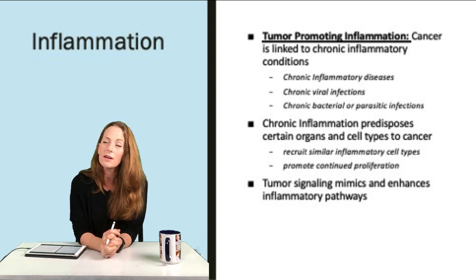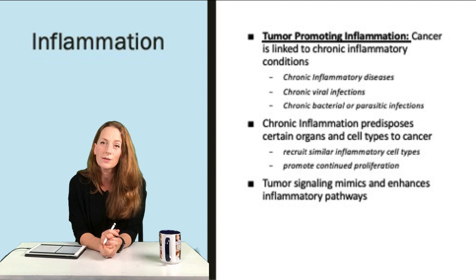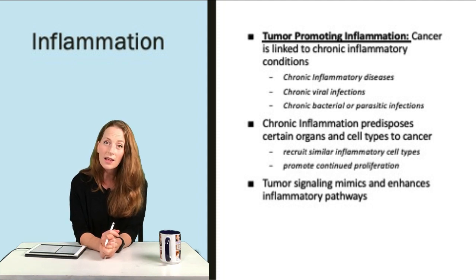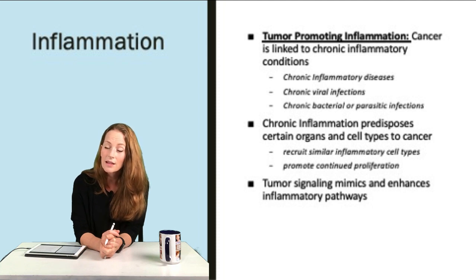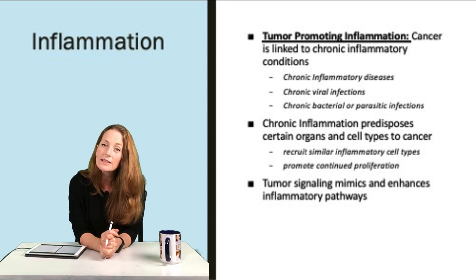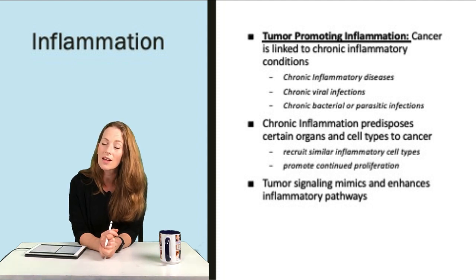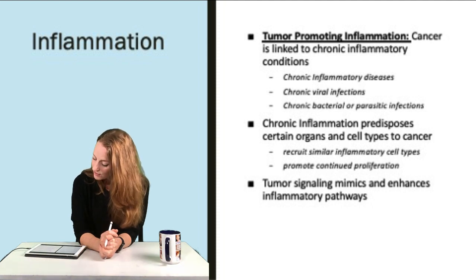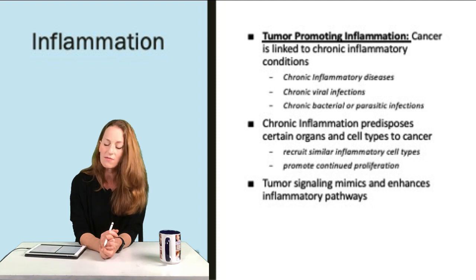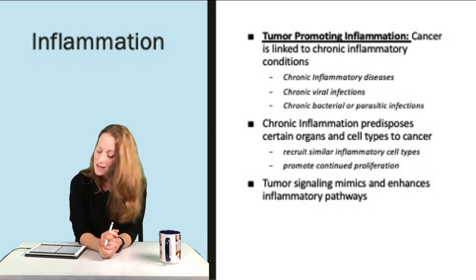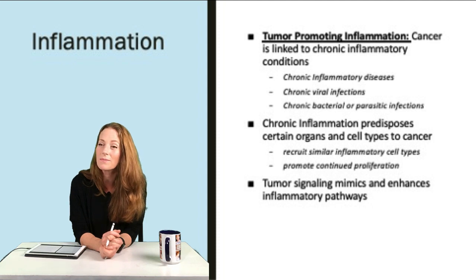Inflammation is another very interesting area of cancer research. Cancer cells promote inflammation, and cancer is also linked to chronic inflammatory processes. So tumor-promoting inflammation shows that chronic inflammatory diseases, chronic viral infections, chronic bacterial or parasitic infections can predispose to cancer. Also, chronic inflammation can recruit similar inflammatory cell types and promote continued proliferation.